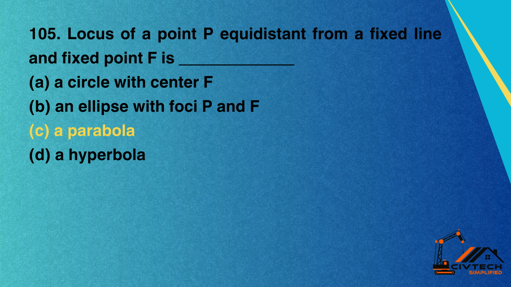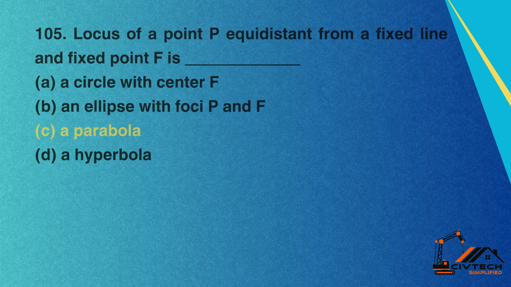105. Locus of a point P equidistant from a fixed line and fixed point F is: A. A circle with center F. B. An ellipse with foci P and F. C. A parabola. D. A hyperbola. Correct option: C. A parabola.